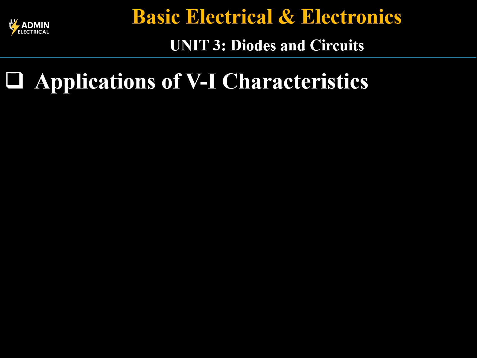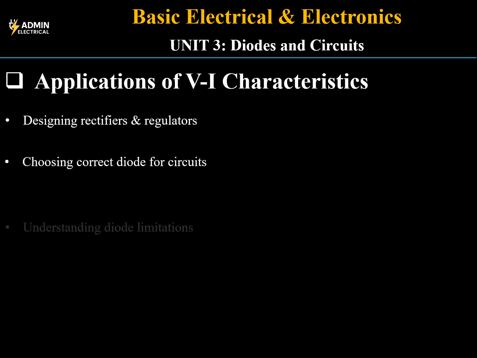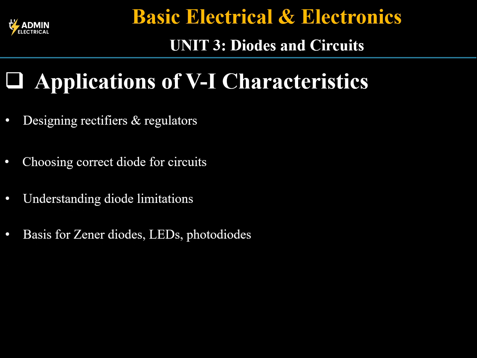The VI characteristics are very important in practical applications. They help in designing rectifiers and voltage regulators. They are used to select the correct diode for a particular circuit. They also help us understand the limitations of diodes and form the basis for devices like Zener diodes, LEDs, and photodiodes.